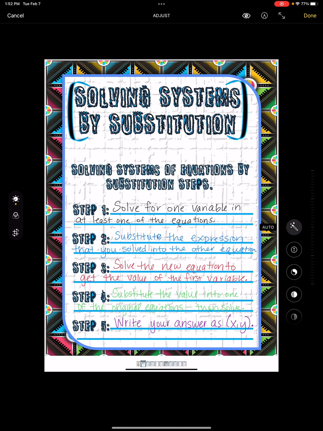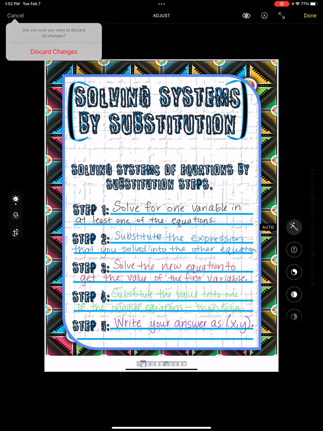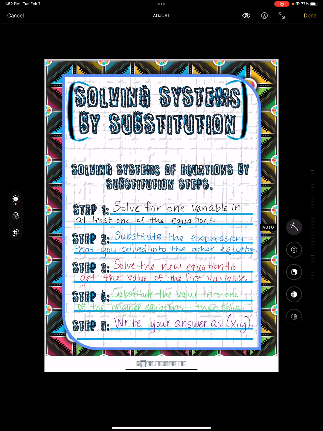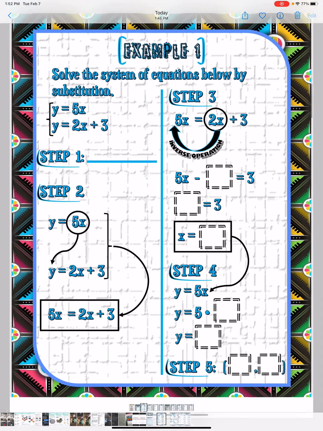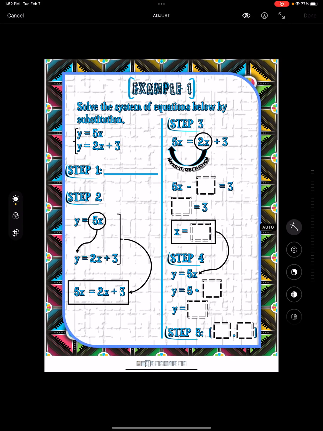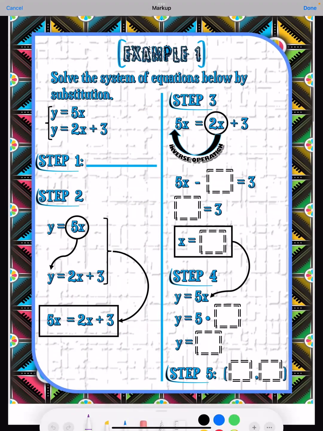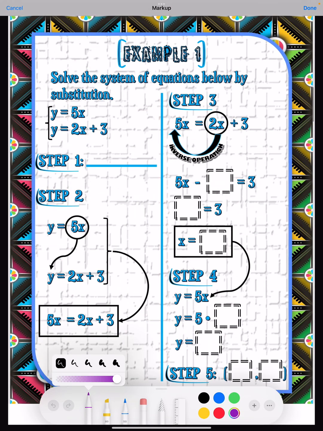Go ahead and go to that next slide or page in your packet there. And we're just going to look at some examples and go through them using the step-by-step thing that we just did. So example 1, it says solve the system of equations below by substitution. So step 1 was that I need to make one of these say x equals or y equals and get it by itself. Yes, they did already do that for me.